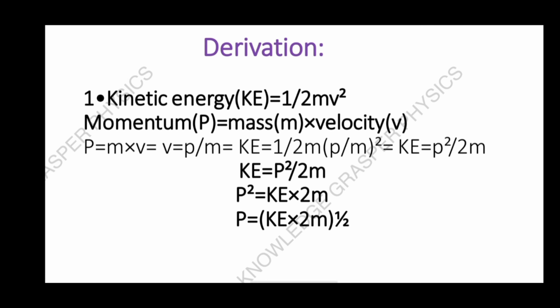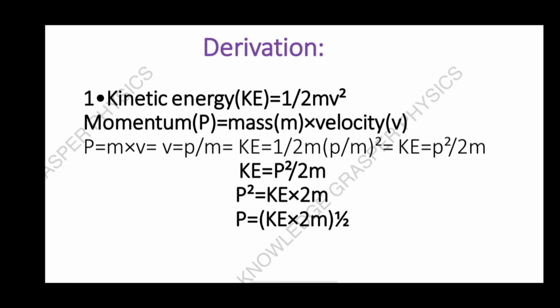Next we will see a few derivations. We all know the formula of kinetic energy is half mv square. Now here is another formula. The momentum formula is mass into velocity. So here is another derivation. Momentum is mass into velocity, so velocity will be momentum by mass.